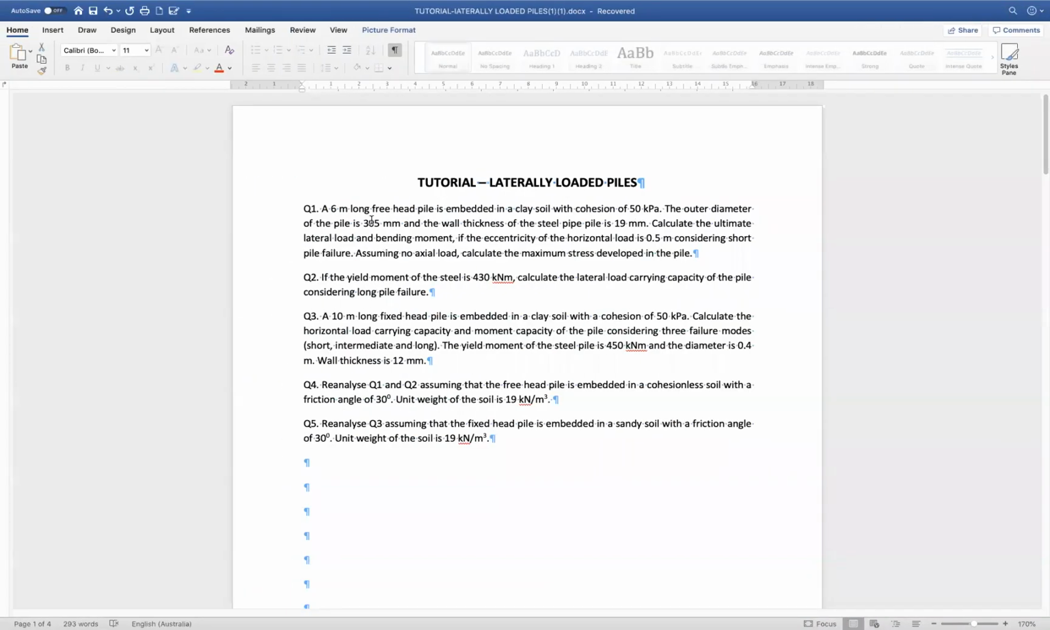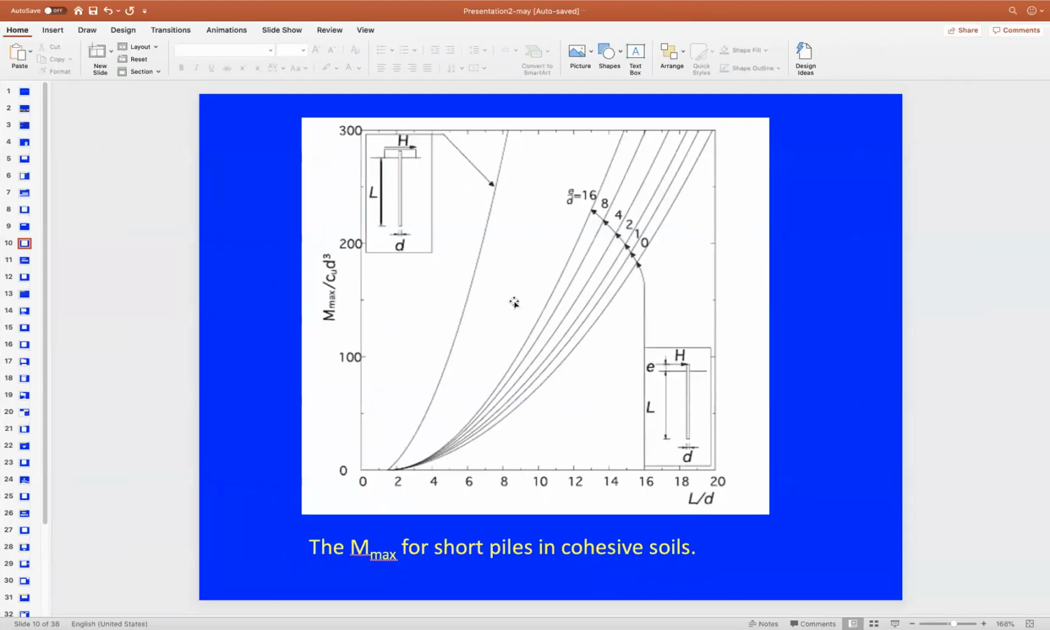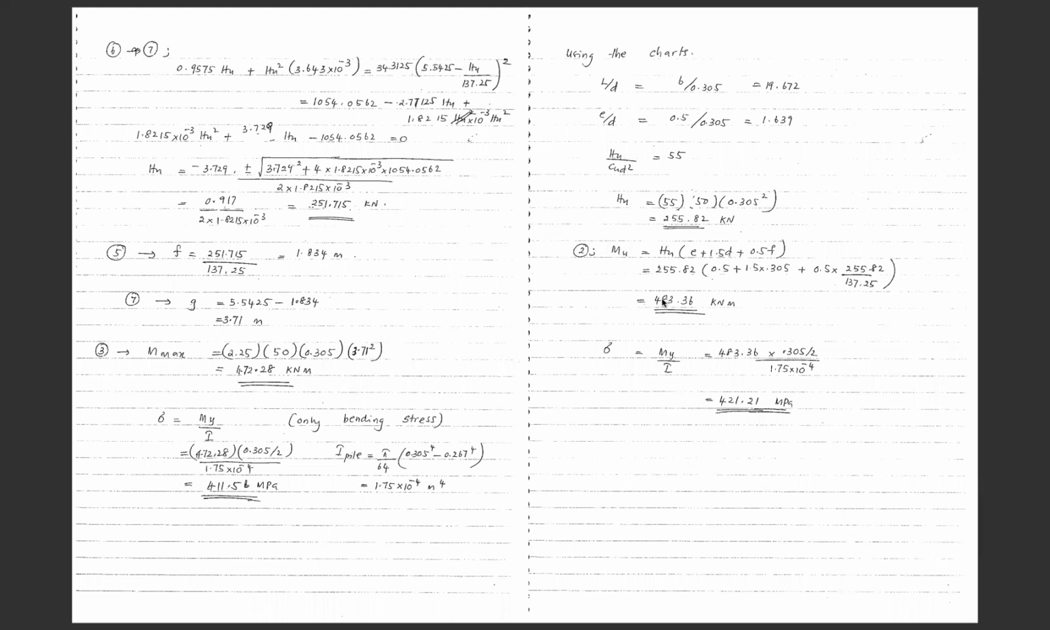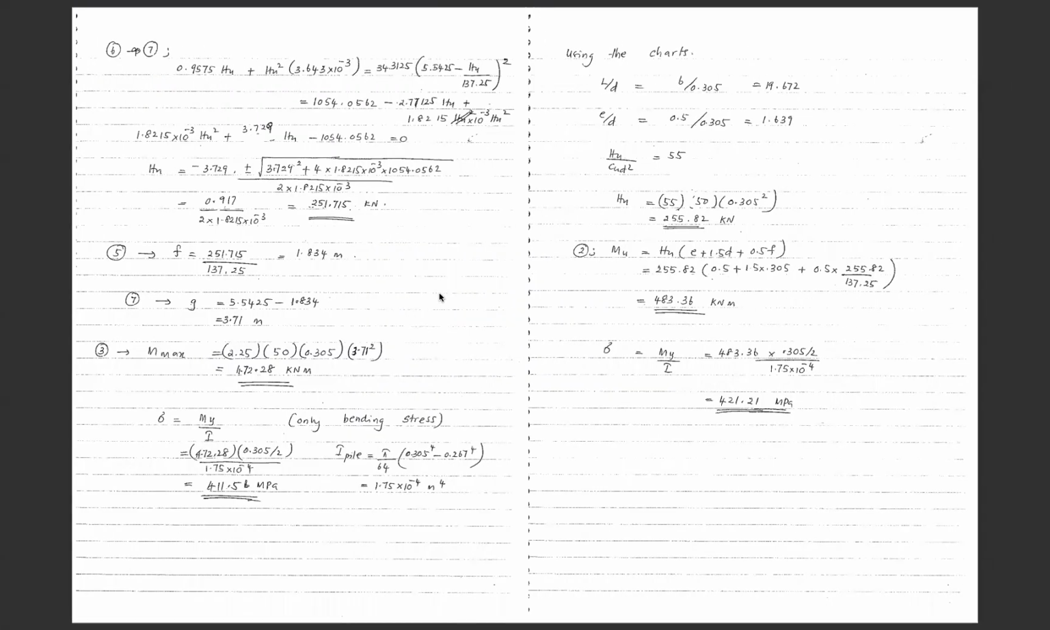So question 2 is a continuation of question 1, but instead of using the short pile failure scenario, we need to check against the value of the yield moment, My. As you remember, we tell whether we have a short pile failure scenario or a long pile failure scenario by comparing M maximum against My. The M maximum we obtained from the short pile failure scenario is either 472 or 483, using either method, the equations or the charts. This is the M maximum value. If you compare 483 with this value here, obviously M maximum is more than M yield. So in question 2, we have the long pile failure scenario.